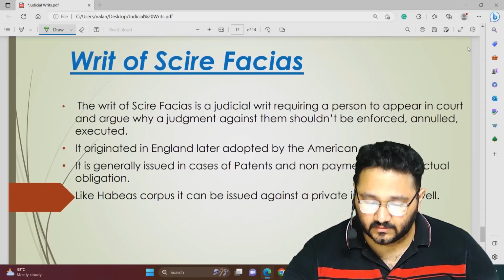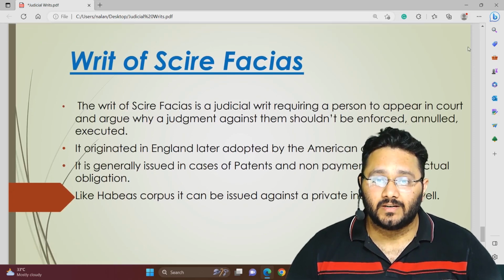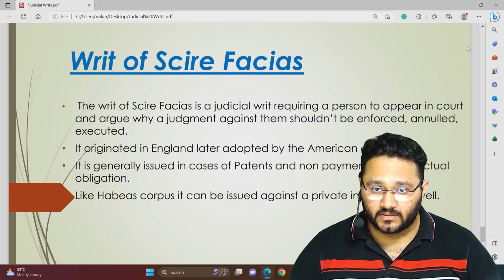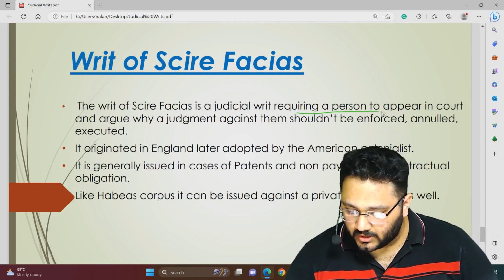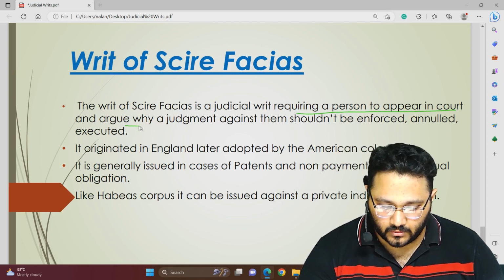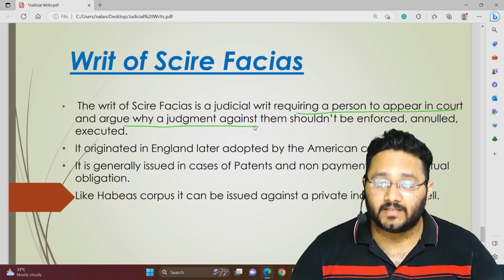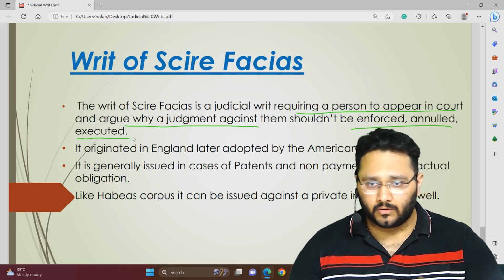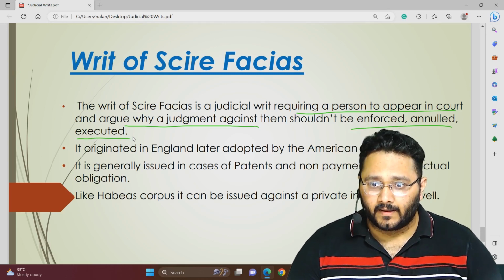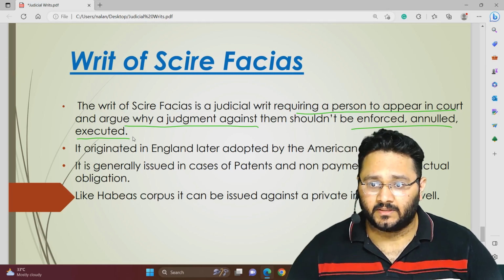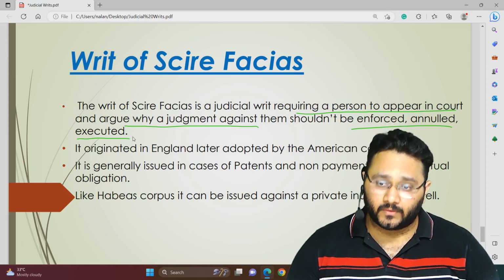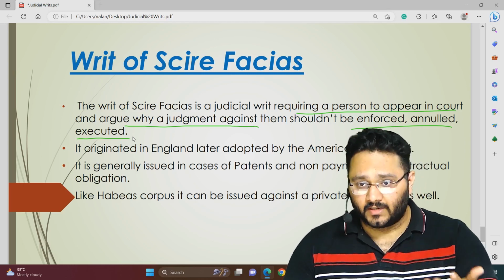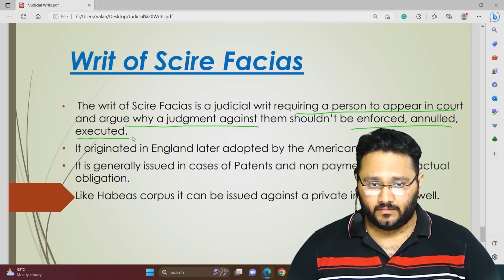The last writ for the day, writ of scire facias. Scire facias is a judicial writ which requires a person to appear in court and argue why a judgment against them should not be enforced, annulled or executed. Meaning a court passes a judgment, right? And then they summon the person to appear before the court and justify why the order that we have issued to you should not be enforced.